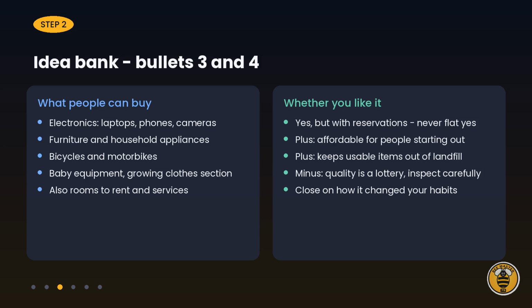For bullet 3, group the categories rather than listing at random. Electronics, then furniture, then vehicles, then everything else. Grouping sounds organized even when you are improvising. And for bullet 4, never give a flat yes. 2 advantages, 1 honest drawback, then a closing line about how it changed your habits. That balance is what a high band answer sounds like.